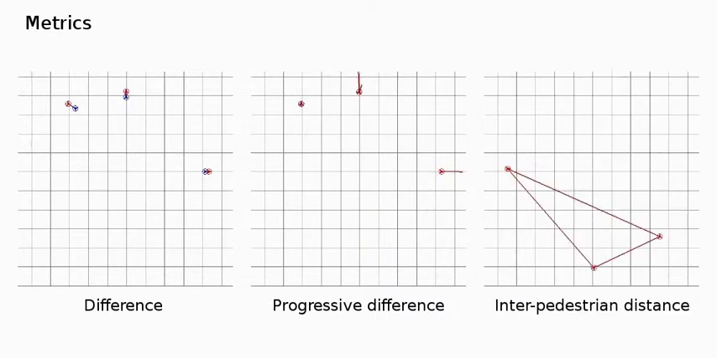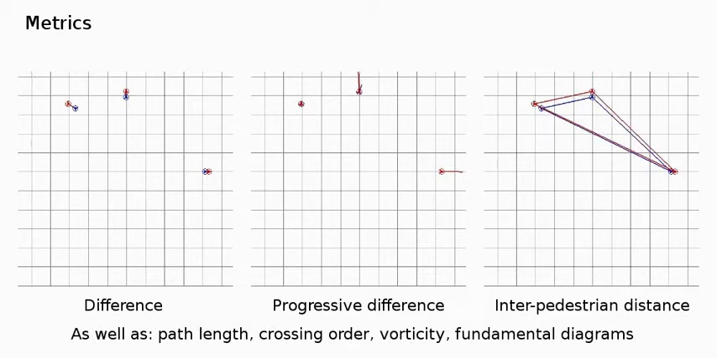the interpedestrian distance metric, which compares the mean distance between pedestrians of real and simulated crowds, as well as metrics based on path length, crossing order, vorticity, and fundamental diagrams.